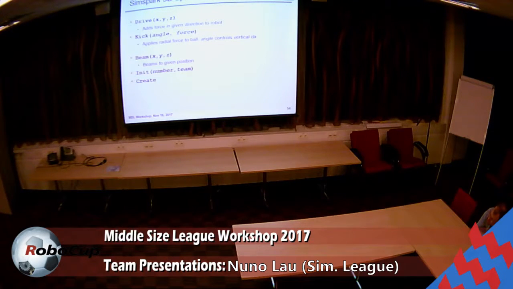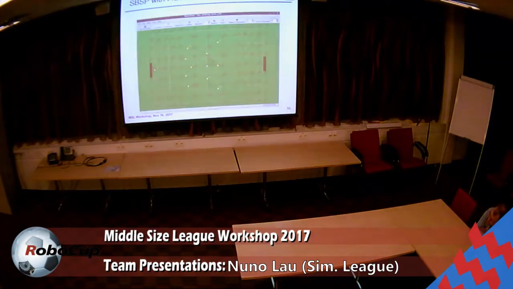For actions, in the sphere model, what you could do is a drive, which would add a force in a given direction to the robot, a kick with a given angle and force that applies a radial force to the ball, and then another angle controls the vertical direction. So you could not kick the ball in any direction anymore. Now you could only kick it radially, which involves much more planning in order to know where you are going to kick it. You also had a beam effector in order to position your agent in the beginning.